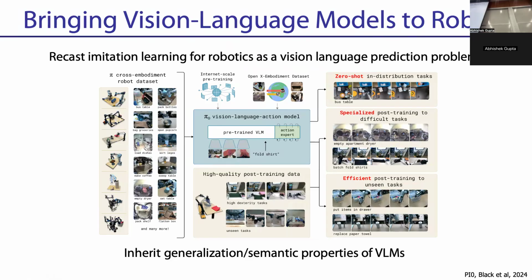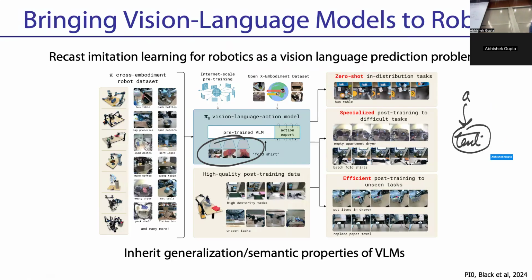You can think of a VLA model as just imitation learning where you use a vision language model as your policy class. You feed in the image, the thing the robot sees, and then you convert your action into text.